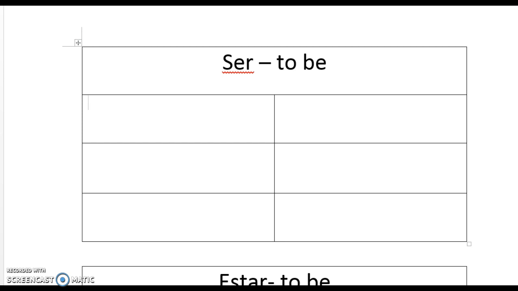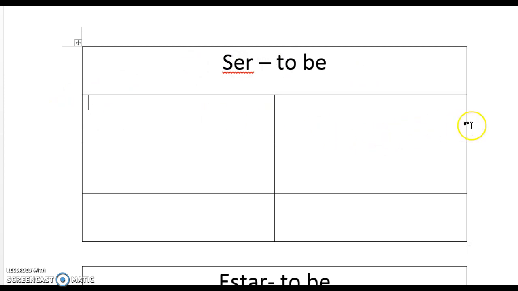We're not going to talk about the different uses of ser and estar quite yet, but we'll get there soon. So what we're looking at now is a verb chart, and the verb chart has 6 spaces. On the left side over here, these are going to be the singular forms of the verb, so when you're talking about only one person. And then over here we have the plural side, so when you're talking about more than one person.